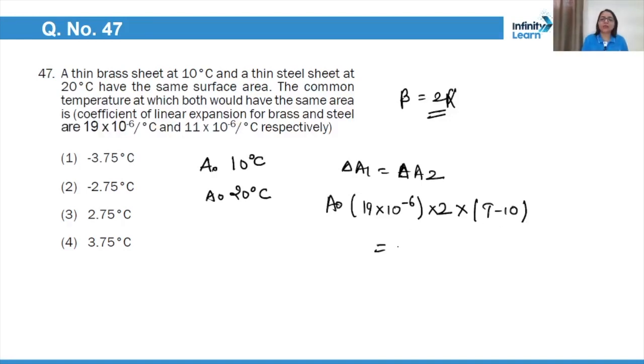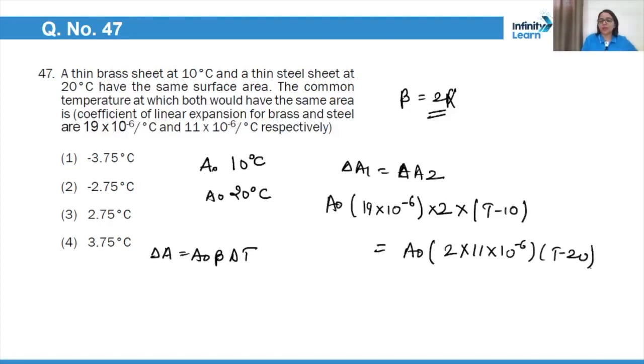And this should be equal to delta A2, that is the increase in area of the steel. I'm writing this equation: delta A is equal to A0 beta delta T. So A0 beta is 2 alpha. So this is 2 alpha of steel, which is 11 into 10 power minus 6, into T minus 20, right? I'm just assuming that the common temperature is T. If you solve this, you'll get the value of temperature T as minus 3.75 degrees Celsius, which is option 1.